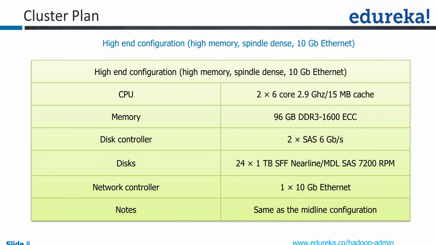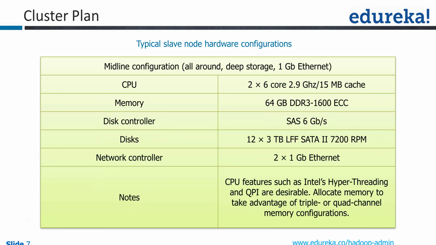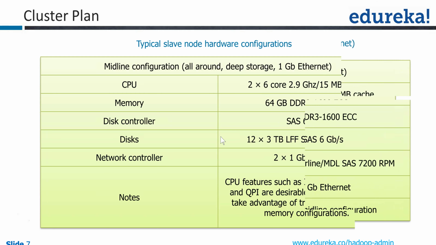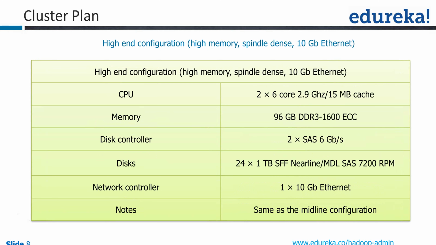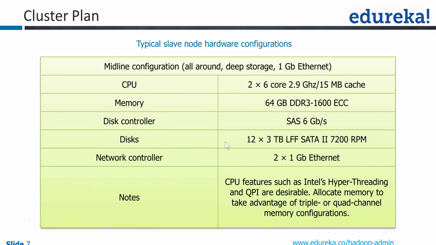So this is the same. When you are using the high-end configuration, let's say about the CPU or the memory, disk controller, similar things, but just giving an idea of what is the midline configuration and what is the high-end configuration. The major difference is about the memory, CPU, and your hard disk drives. In the midline configurations, you can see 12 into 3 terabytes disk drives with 64 gigs of memory, and with high-end, you have got 24 into 1 terabyte SSF nearline SAS disks and 96 gigabytes of memory. That's the major one, and the network also, which is 10 gigabit Ethernet. In the midline, you have got 1 gigabit Ethernet.